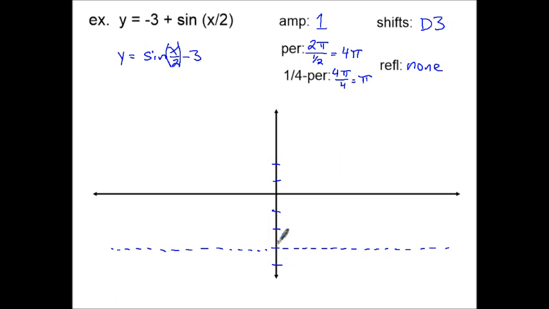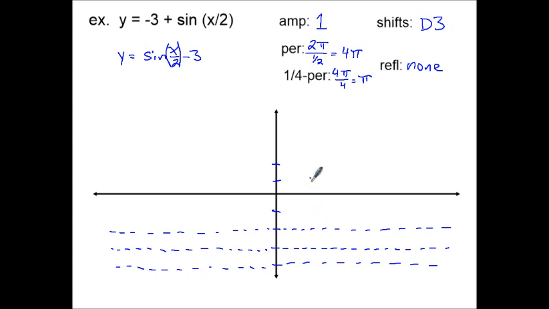Okay, and then again, up and down 1 for my amplitude is going to give me how high and how low this graph is going to go as it bounces through its wave pattern through the graph. So, boom, and boom. Okay, hopefully that's reasonably straight.